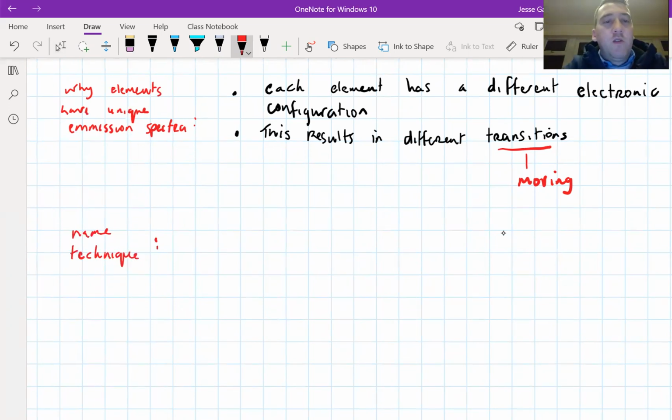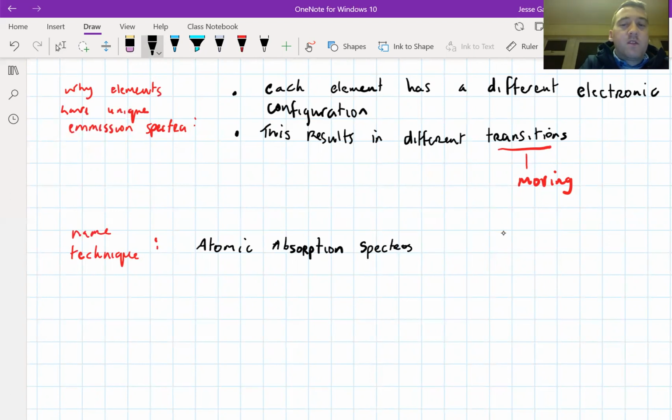Go ahead, pause the video and name the technique. Okay, so hopefully you said atomic. If you didn't get it, I'll give you the first bit, pause it and finish it. Okay, it's atomic absorption. Again, pause it if you didn't get it. Spectroscopy. Okay, so atomic absorption spectroscopy, that's the technique.